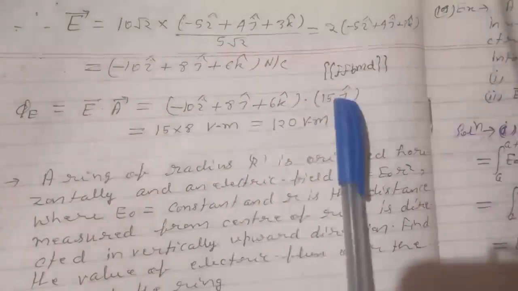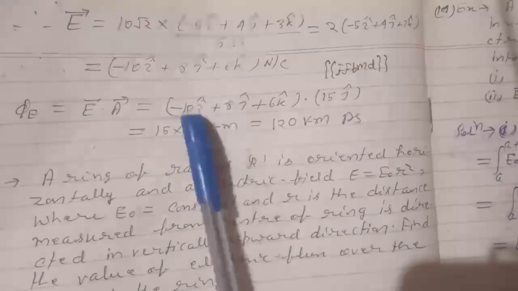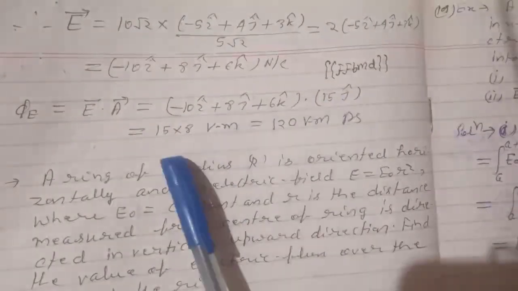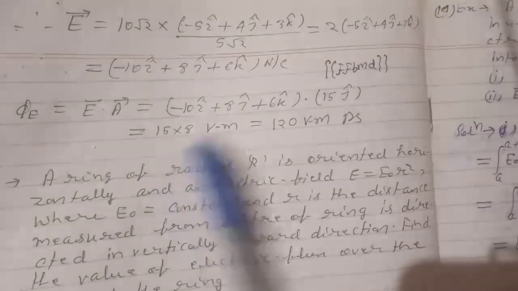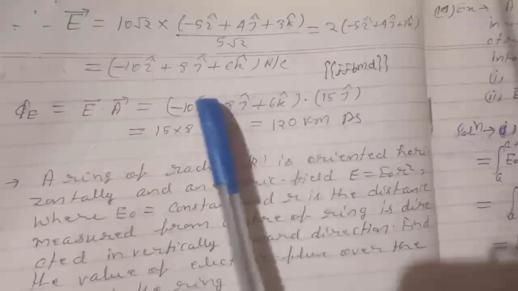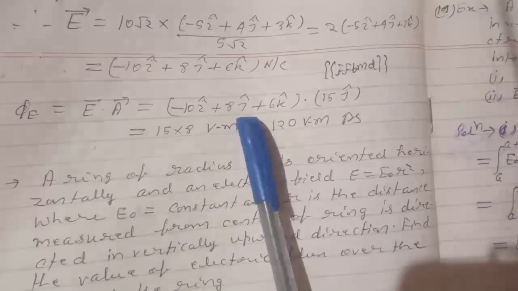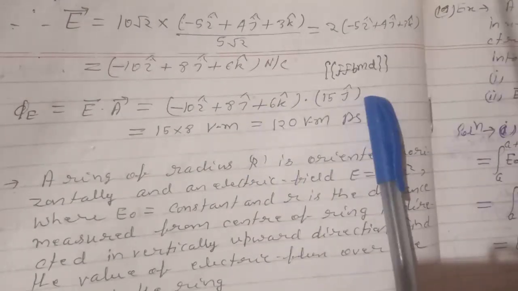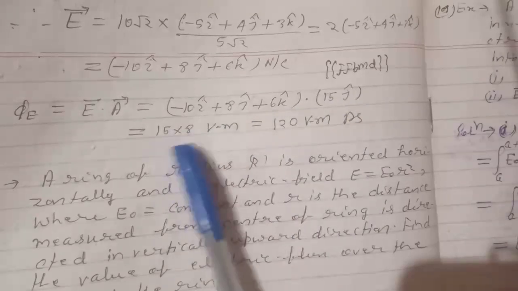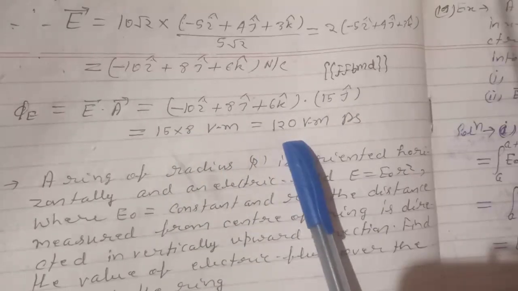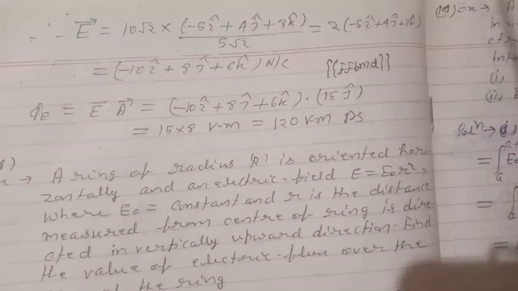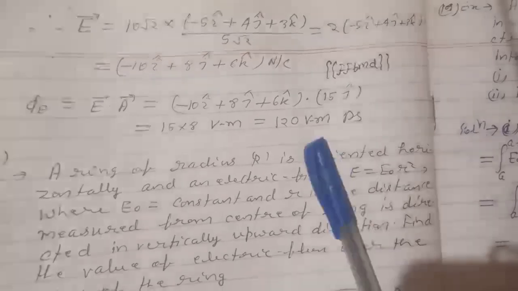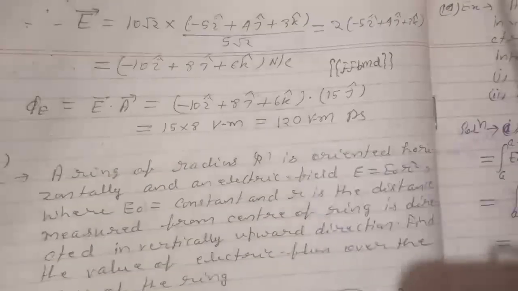Only this will remain, so 8 into 15. This will be j cap, and the other two terms will be 0. So j cap dot j cap equals 1. So 15 into 8, or 120 volt meter, or Newton meter square. You can use any unit.